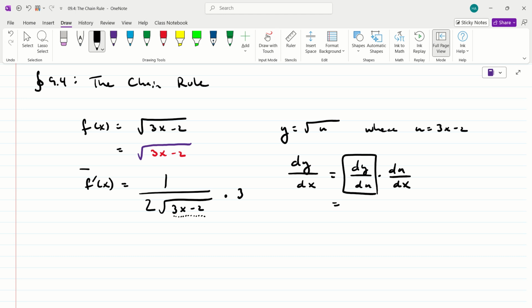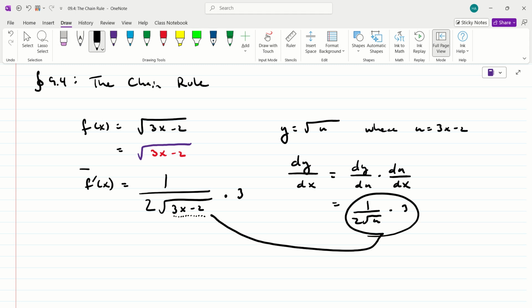The derivative of y with respect to u is the derivative of the square root of u with respect to u, so that's 1 over 2 radical u. And the derivative of u with respect to x, using this equation, would have been 3. So these two expressions are exactly the same if we would have gone in and replaced that u with 3x minus 2. When we're working with functions of many variables, we'll use something similar.